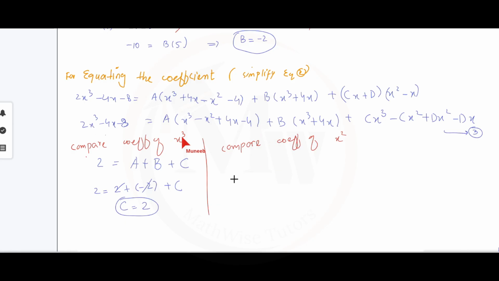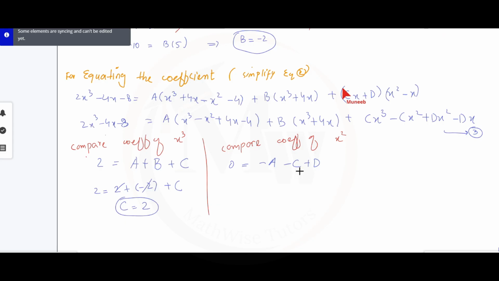So no coefficient of x square here, 0. And what are the coefficients of x square on the right side? Minus a, or these two also coefficient of x square, minus c plus d. Now we have the value of a, we have the value of c, so we can find the value of d, right? So 0 equals, what is the a value? That's 2. So minus 2, and c is also 2. So minus 2 plus d, which is minus 4 plus d equals 0, and d is equal to 4.